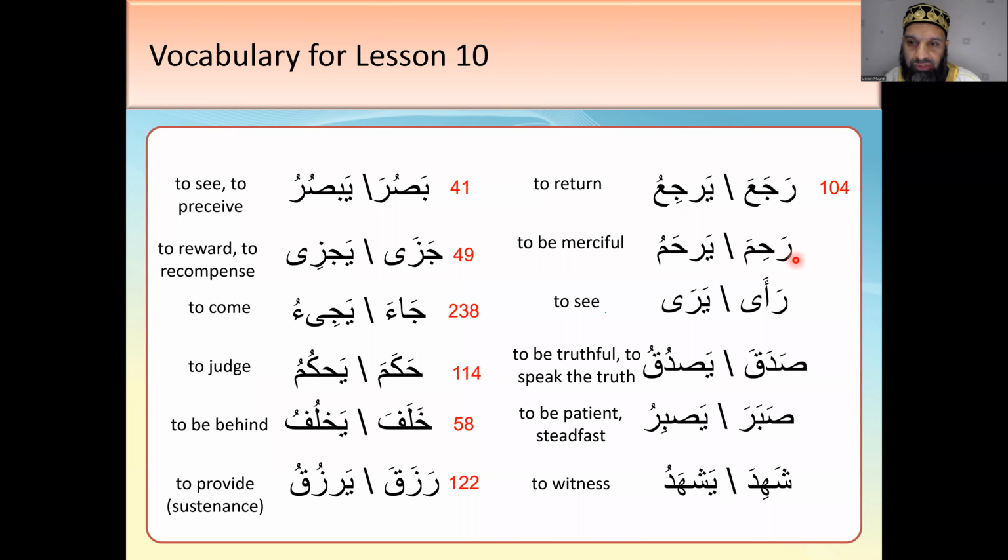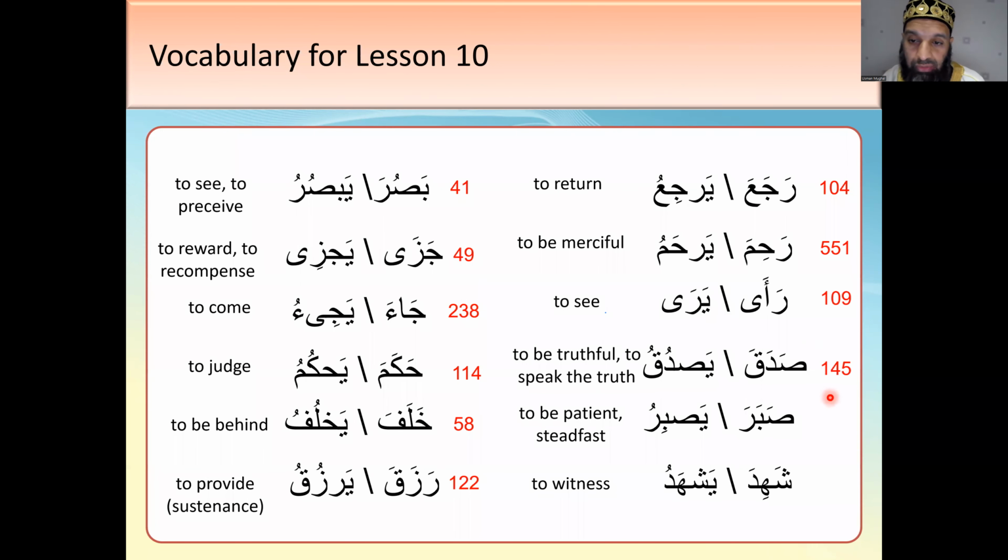Numbers, what are the numbers? 551, right? Ra'a, yara. That's the one we just worked on. That's the one we've seen. Ra'a, yara, to see. Alam tara. Yeah, Bismillah ar-Rahman ar-Rahim. Alam tara. Did you not see? Kayfa fa'ala rabbuka. How your Lord dealt with the people of the elephant. So alam tara, right? It comes from there.